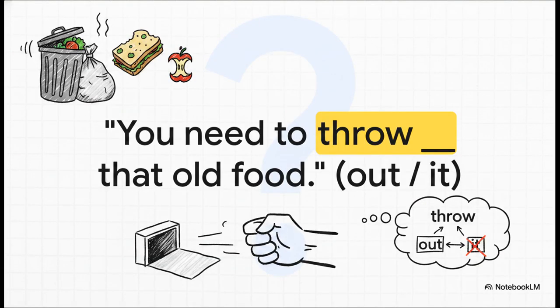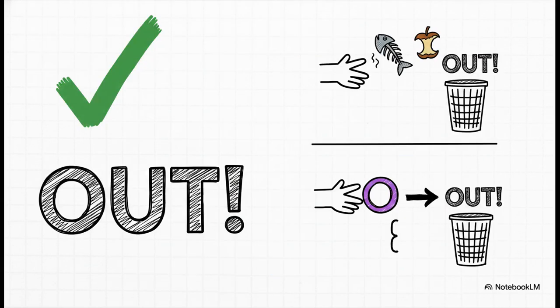Okay, last one, you got this. Let's look at the sentence, you need to throw that old food. What's the missing word? Of course, it's out. But here comes the real test. How would you rephrase that using a pronoun instead of that old food? Remember the pronoun rule? It has to be, you need to throw it out. It's got to go in the middle. See how all those rules just click into place?